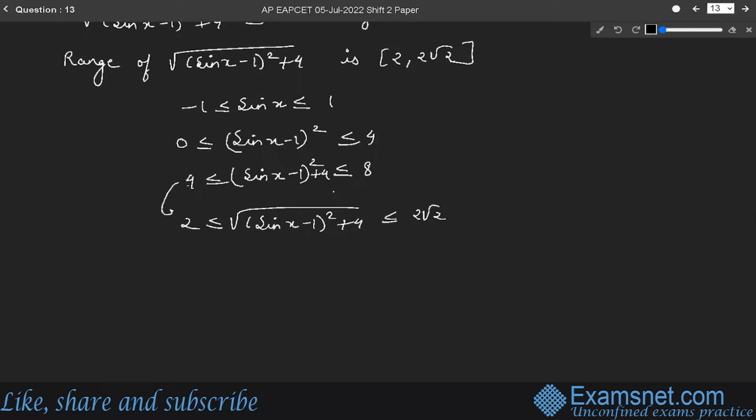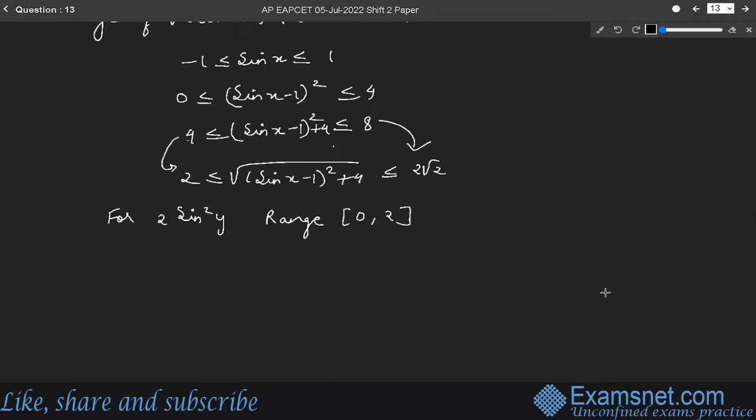Under root of 4 is 2 and under root of 8 is 2 root 2. In this way we have calculated the range. Similarly, for another part which is 2 sine square y, the range will be 0 and 2.